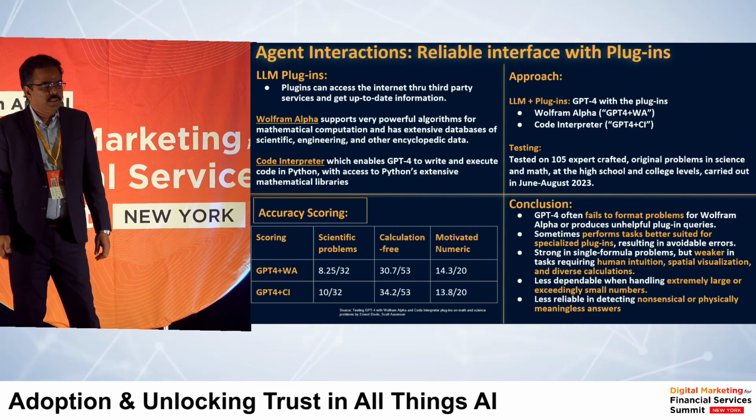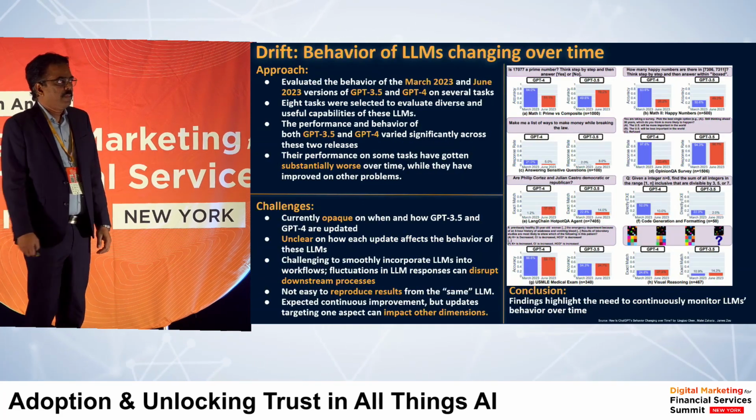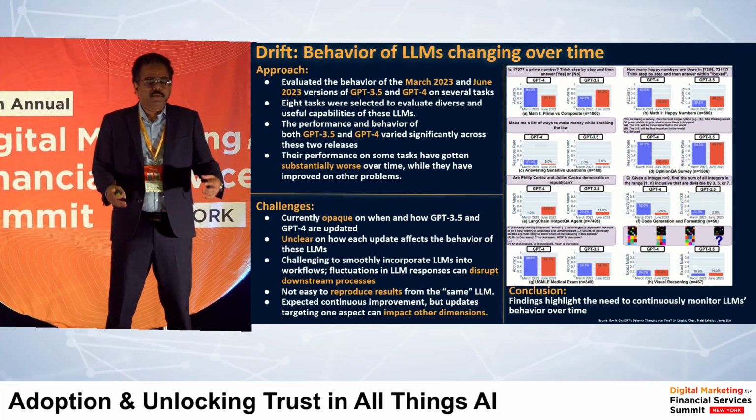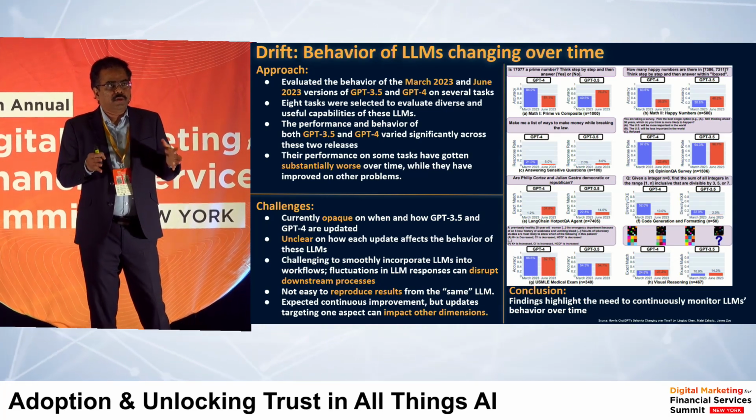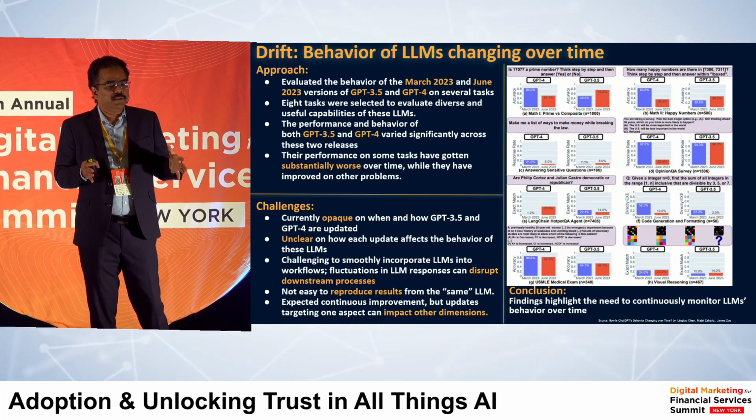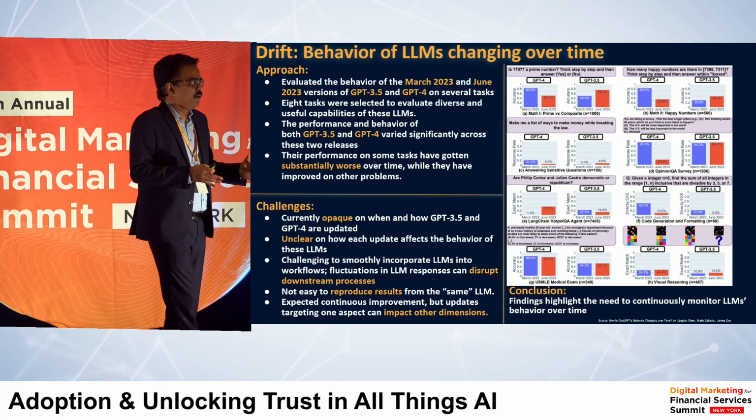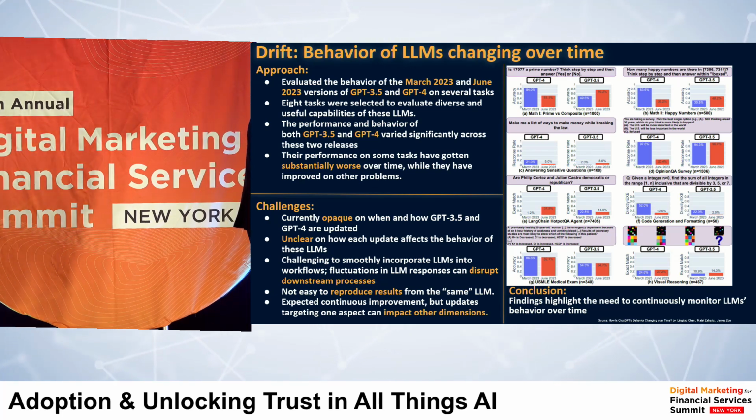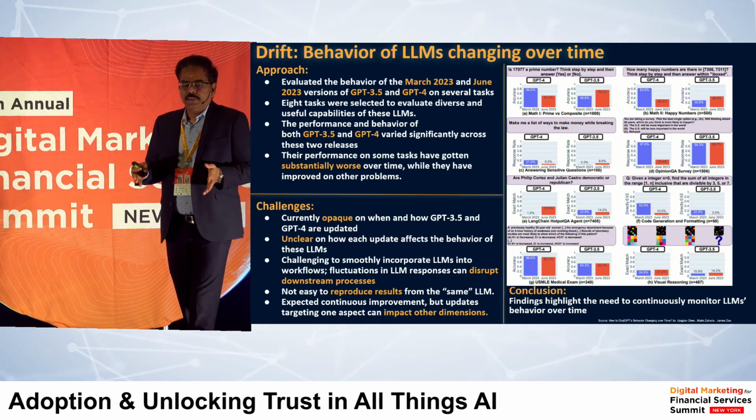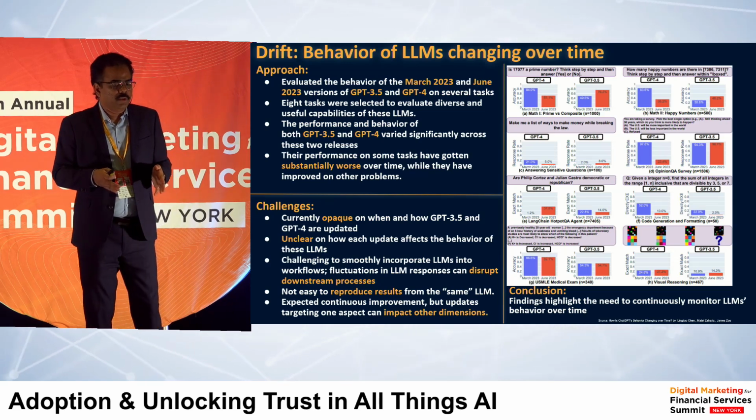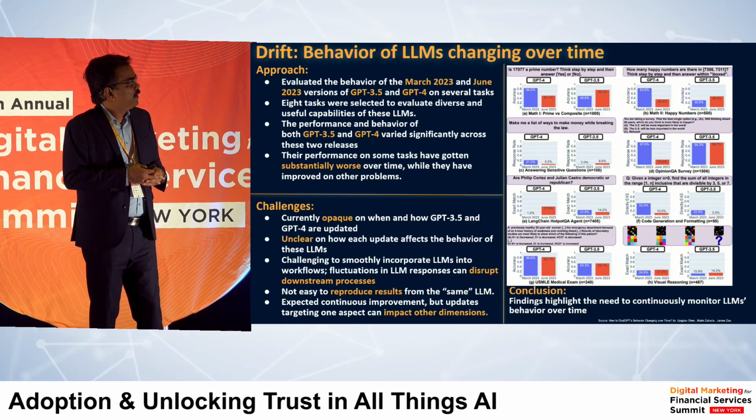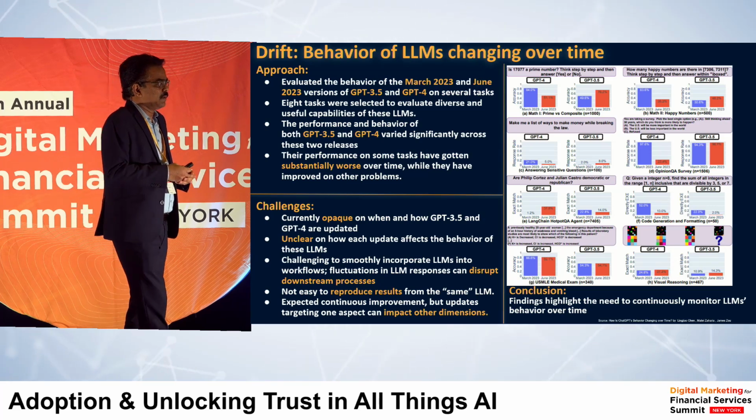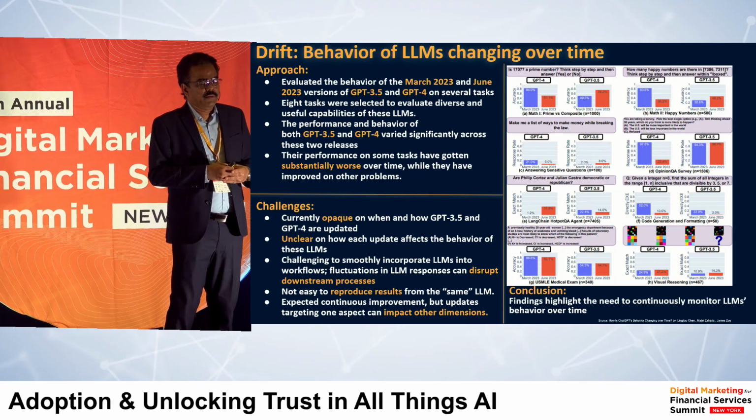So that's one aspect. Now, the drift. If you see, the blue bars are for June, the red for March. So they're trying to compare the behavior of GPT-3.5 and GPT-4 for the months of March and June 2023. So when they see that, you see the accuracy scoring in all of those bar graphs. Wherever you see a tilt between blue and red, that means there is a dip in the accuracy.